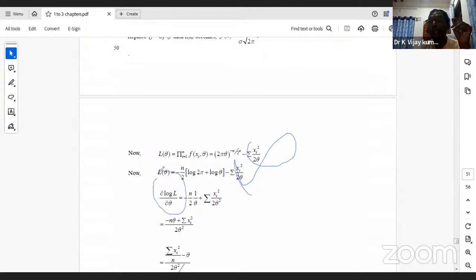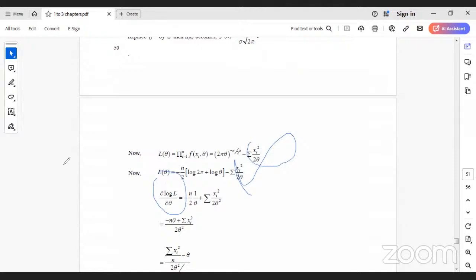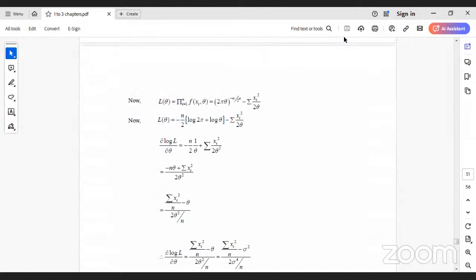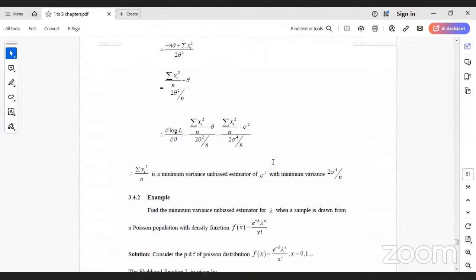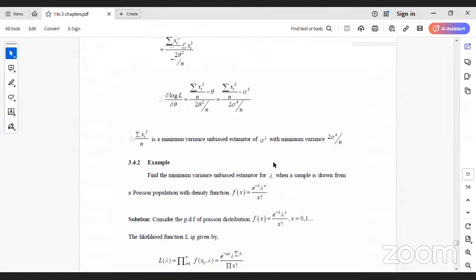So the partial derivative, ∂ log L by ∂θ, is equal to minus n by 2 times 1 by θ plus summation of x_i square by 2θ square. Taking the common term, this is n by 2θ square times (summation of x_i square by n minus θ). So summation of x_i square by n is the minimum variance unbiased estimator of σ square, and the minimum variance is 2σ power 4 by n.